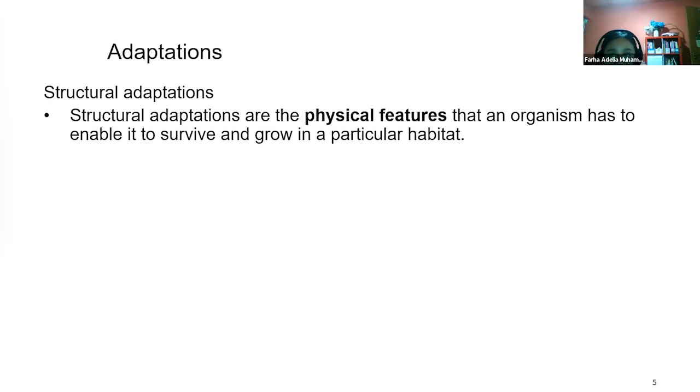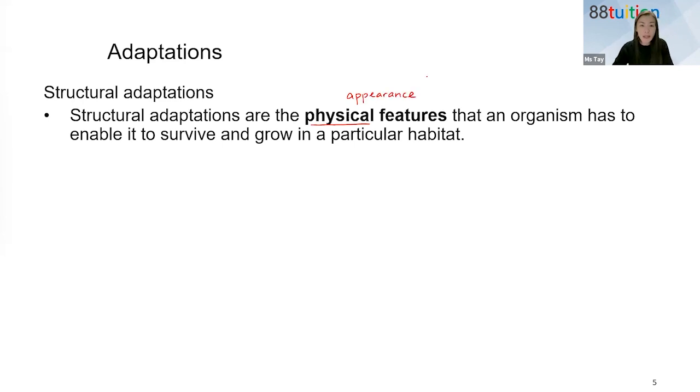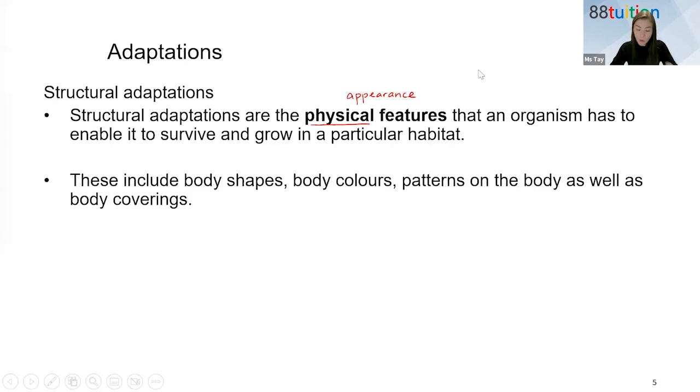How the animal looks like. That's a good one. When we refer to physical features, it's more like appearance, what we see of the animal. Very good, thank you. This will include body shape, body colors, patterns on the body, and also the body covering. All these make up the physical features, and we call this the structural adaptation.